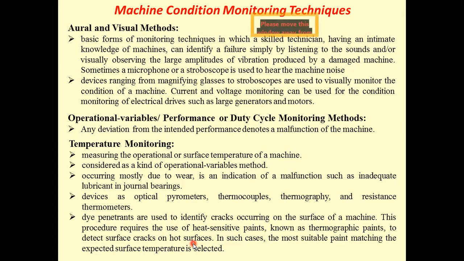So, in such cases, the most suitable paint matching the expected surface temperature is selected. So, these are some points which are used in case of temperature monitoring of the machine. This is one of the techniques in machine condition monitoring of the system.